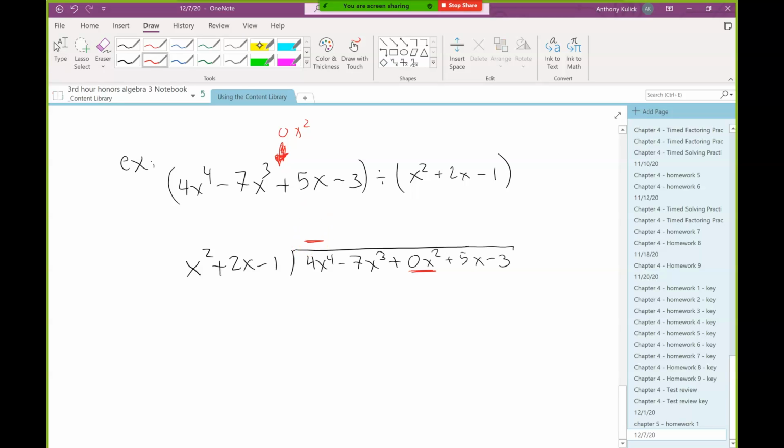Okay. So I'm going to start and I'm going to say, okay, how many times does x squared go into 4x to the fourth? Well, 4x squared times x squared gives us 4x to the fourth. And then we'll multiply that to each piece.